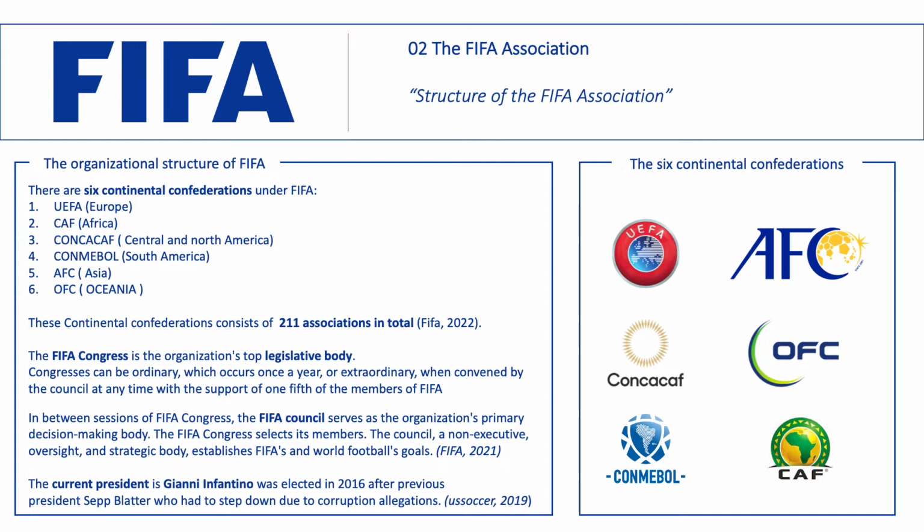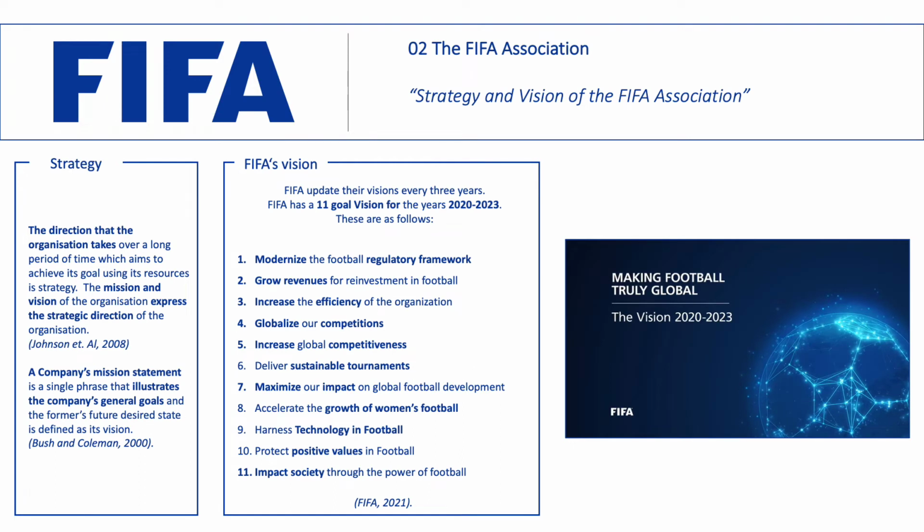Moving on to the strategy and vision of the FIFA Association, the direction that the organization takes in order to achieve its goals by using its resources can be defined as strategy. The mission and the vision of the organization drive the organization towards the strategic direction. This is as per Johnson & Co. Also, according to Bushman and Coleman, a company's mission statement is a single phrase that illustrates the company's general goals, and the future desired state is defined as its vision.